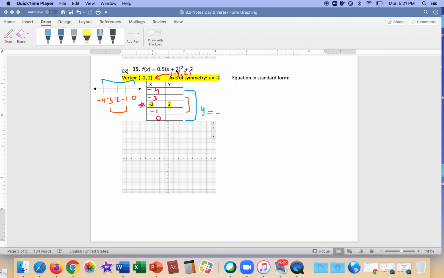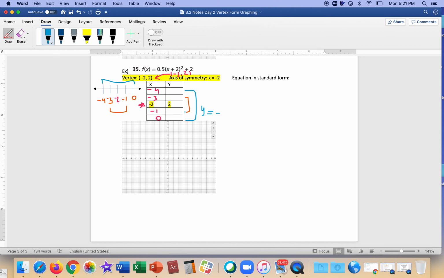Last one, vertex opposite of inside, -2, common number on right 2. So you put that in the center of your table. I made a little number line here showing you that -2 is in the center of your table. So when you're picking ordered pairs, I like to do ones equidistant. So 1 unit on the right would be -1, 1 unit on the left would be -3.